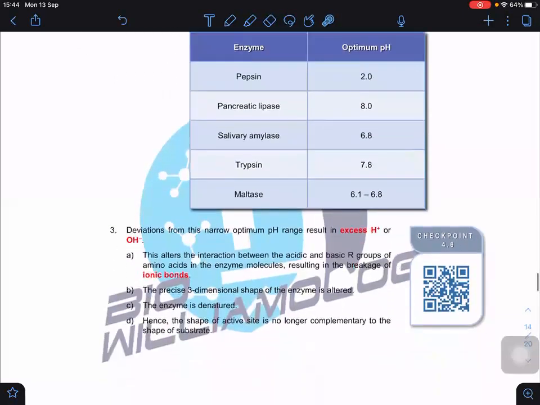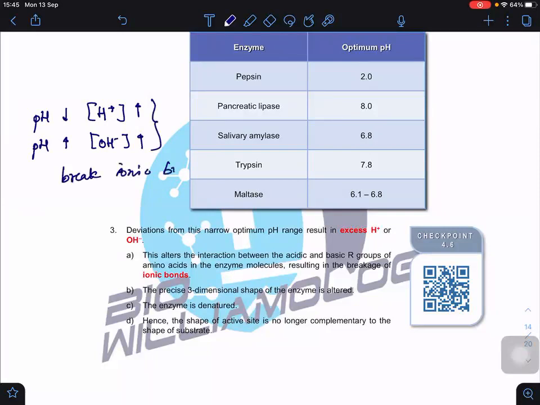If you have a deviation from this narrow pH, it will result in excess H plus or OH minus. It depends: if the pH drops, very acidic, the concentration of H plus increases. Or if the pH is high, meaning alkaline, the concentration of OH minus increases. So no matter which, they are going to break ionic bonds. Now be careful, guys. If the question asks for one bond, which bond? The bond that a deviation or change of pH can break is the ionic bond. If the question asks for more, then you put in a second one, hydrogen bond.